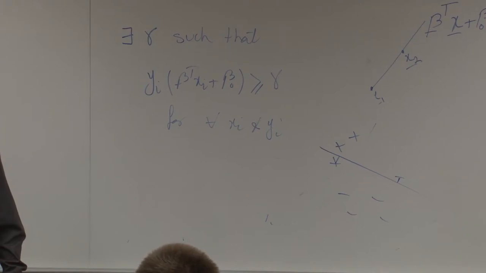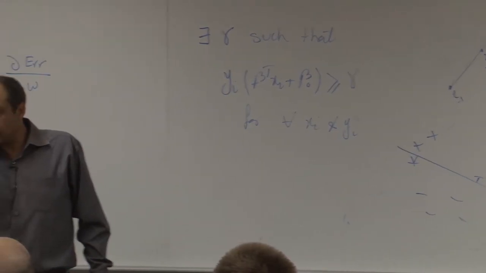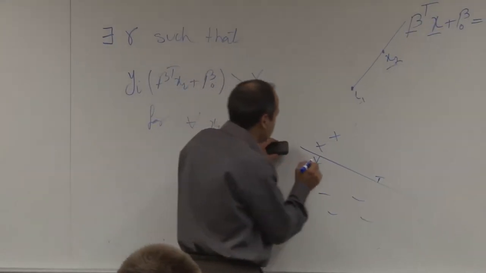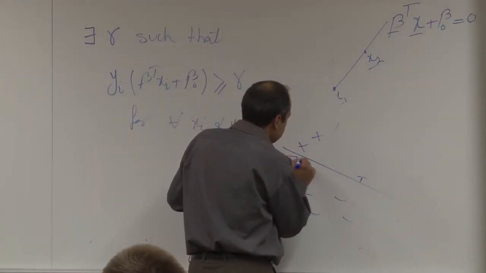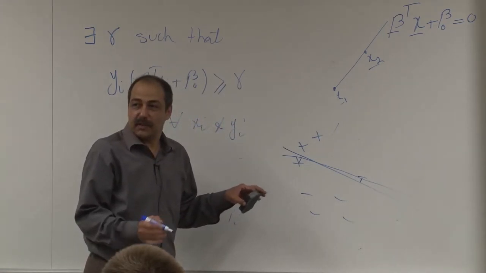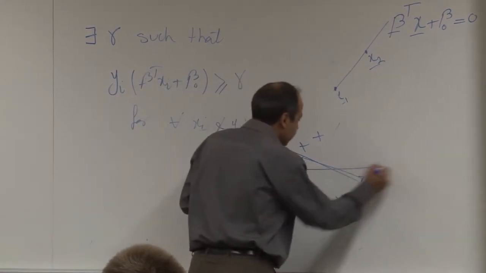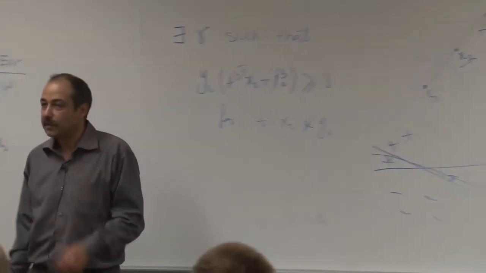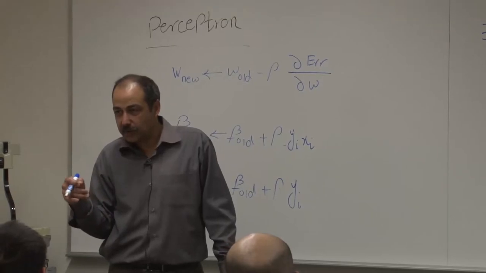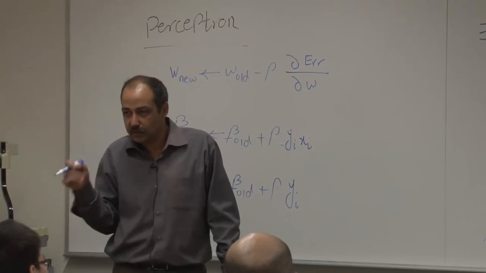So I take the derivative, and it tells me which direction of beta and beta null I should take to make it smaller. So I take one step, and this one step gives me, for example, this line. This is smaller, and I keep going until it gives me this. So in each iteration, I compute the error again, and then I take the derivative and so on.